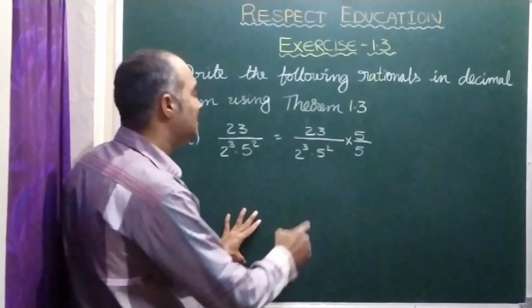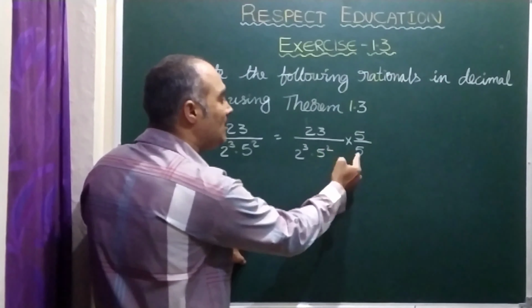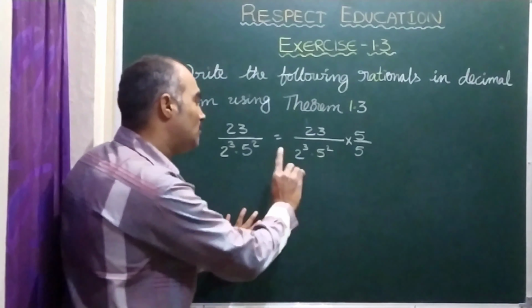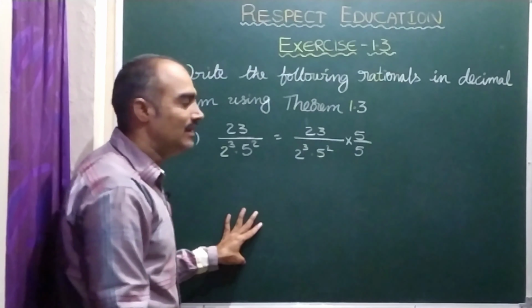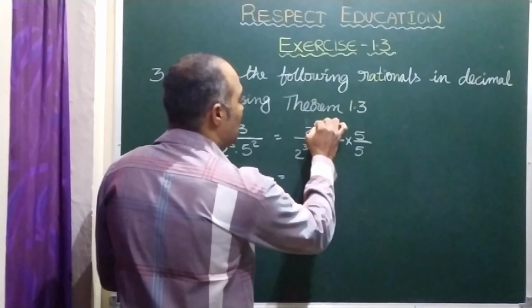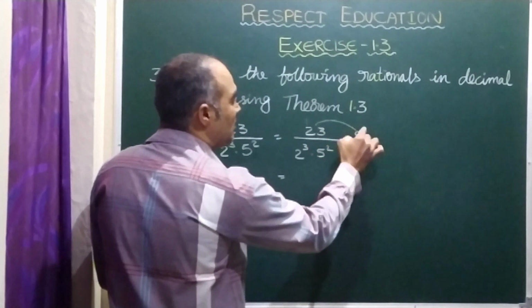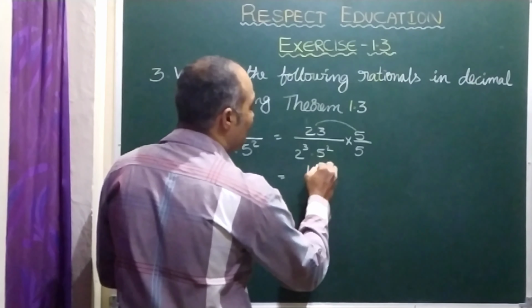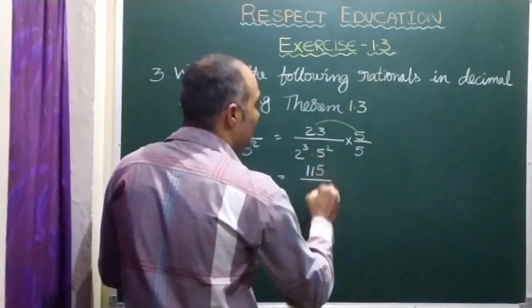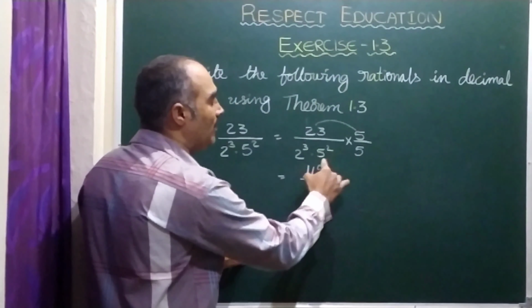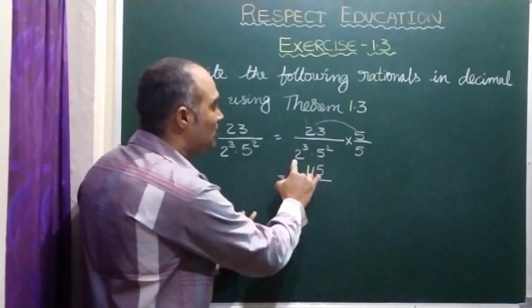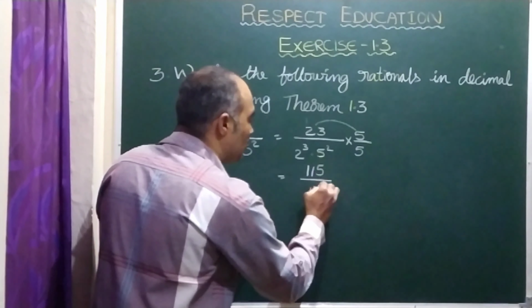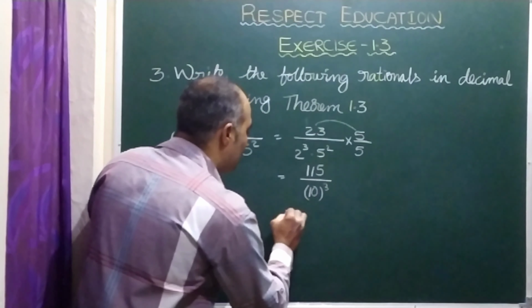Then what happens? 2 cube is there, 5 square into 5 also goes 5 cube. So 2 cube and 5 cube both together will be there. Let us multiply these two numerators. 23 into 5 is 115 by, see here, 2 cube into 5 cube. 2 5s are 10, so it is 10 cube. 10 cube is nothing but 1000.